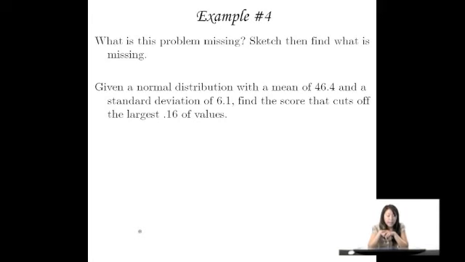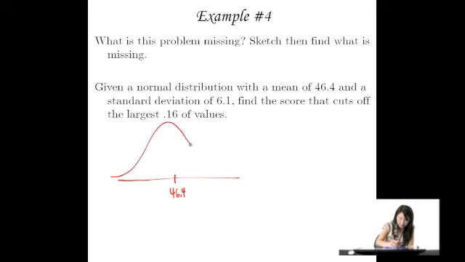Now here's example 4. What is this problem missing? Sketch and find what is missing. Given a normal distribution with a mean of 46.4 and a standard deviation of 6.1, find the score that cuts off the largest 16% of values. So this one gives us, again, the probability, and we need to find the score, or the value. So we know that the missing thing is the missing score.